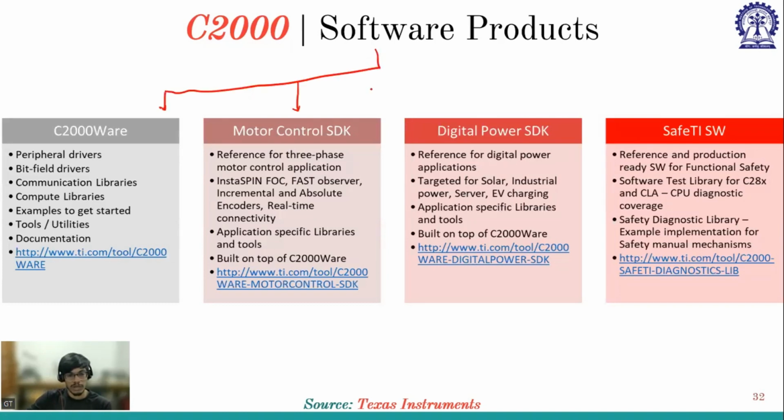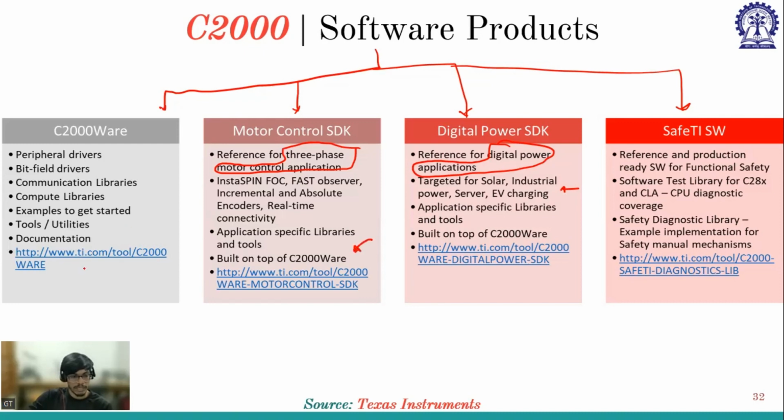One is C2000Ware, which you can use for the C2000 microcontroller, and this is the motor control SDK. It is targeted for three-phase motor control applications, and there is the digital power SDK. This is for digital power applications, and these are the targeted applications it has. This is also built on top of C2000Ware. So this is the basic software, and these are all built on top of C2000Ware. This is also built on top of C2000Ware, and then this is the safety software.